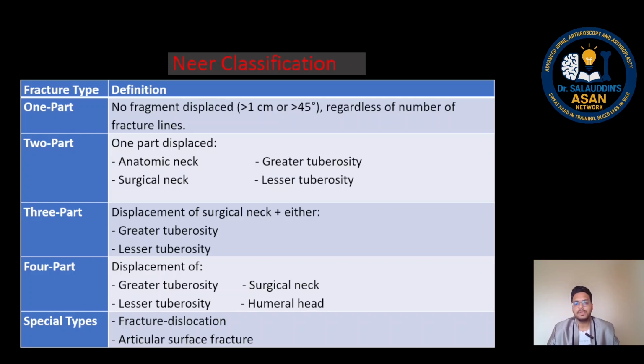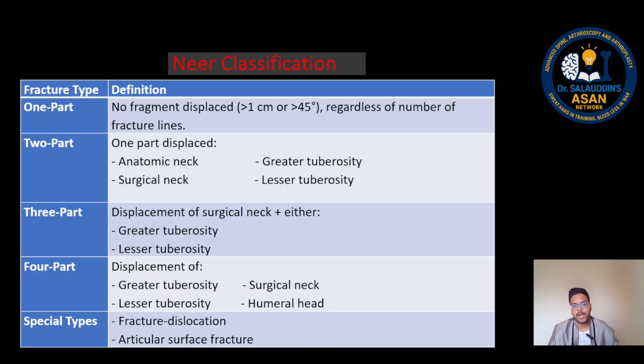A 3 part fracture is displacement of the fracture at the surgical neck with fracture of either the greater tuberosity or the lesser tuberosity. Either tuberosity should be fractured and displaced, and there should be a fracture at the surgical neck with displacement more than 1 centimeter. This is a 3 part fracture. A 4 part fracture involves all 4 parts: the head of the humerus, the surgical neck, the greater tuberosity and the lesser tuberosity. All of these should be displaced more than 1 centimeter. Then we call it a 4 part fracture.